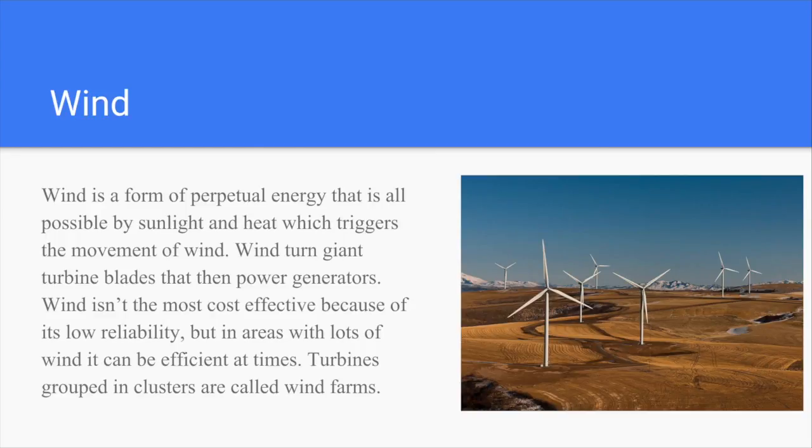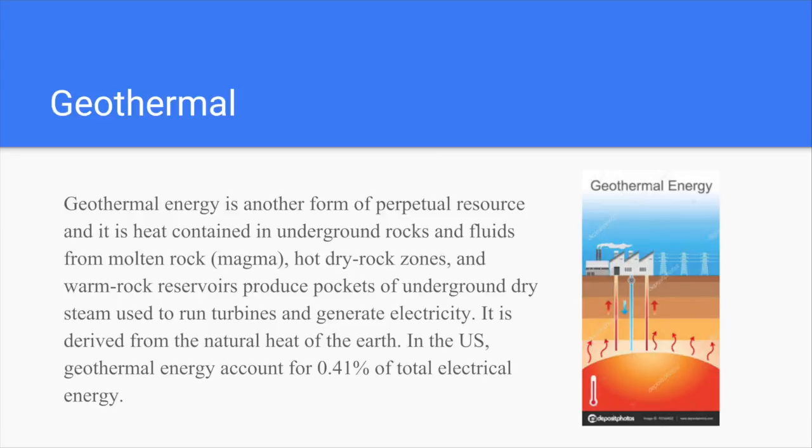Another source of renewable energy, specifically perpetual resources, is geothermal energy, and it is heat contained in underground rocks and fluids from molten rock, specifically magma, hot dry rock zones, and warm rock reservoirs that produce pockets of underground dry steam used to run turbines, which then generate electricity. It is derived from the natural heat of the Earth. In the US, geothermal energy accounts for 0.41% of total electrical energy. As you can see in this picture, heat under Earth is used to heat homes and other things.